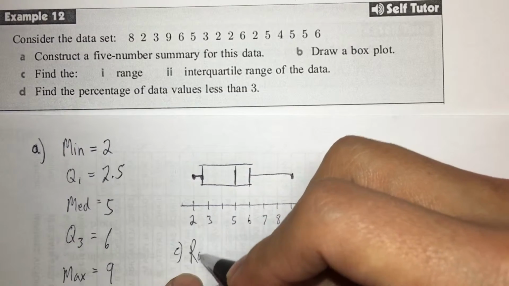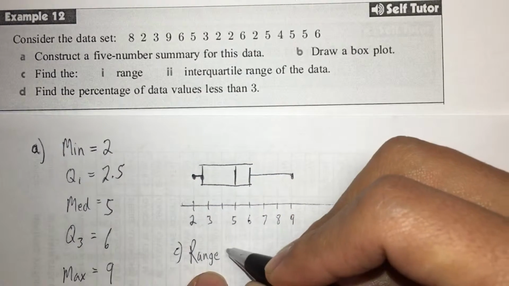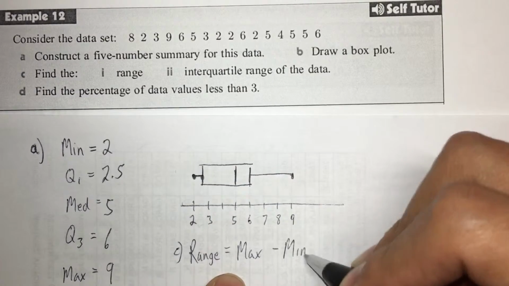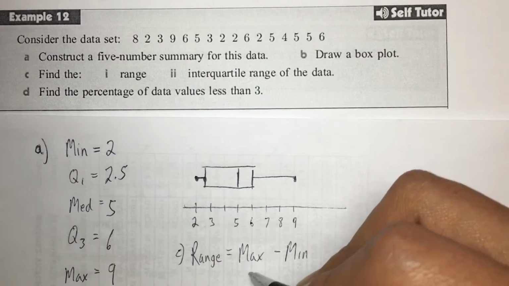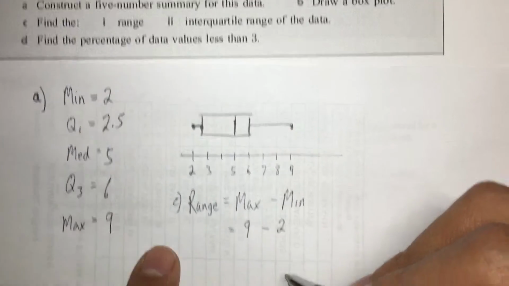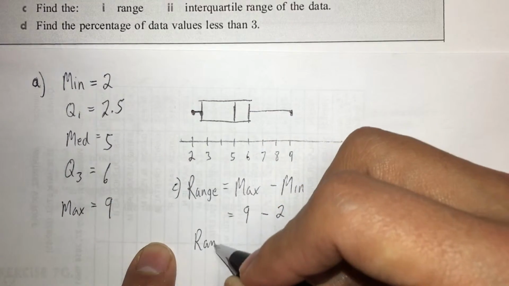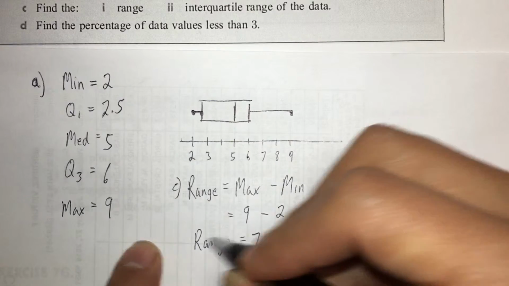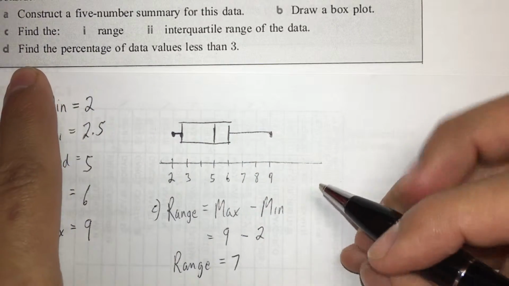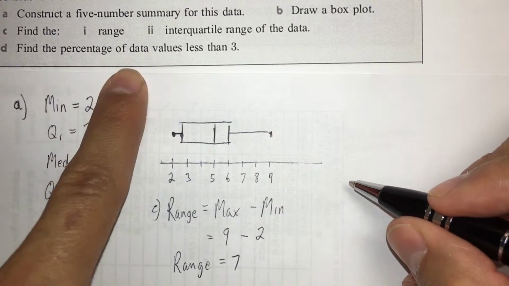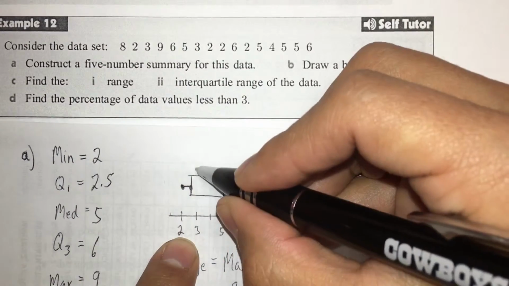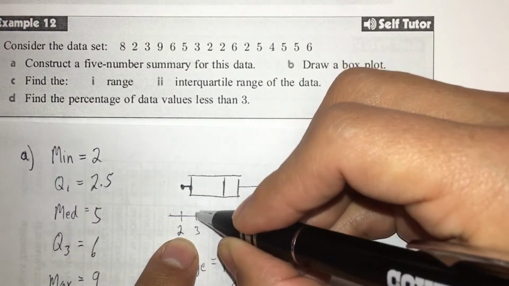The range, by definition, is going to be the max minus the min. The maximum was 9. The minimum is 2. So therefore the range is 7. Okay. And the last part says to find the percentage of the data values that are less than 3. So less than 3, 3 is right here.